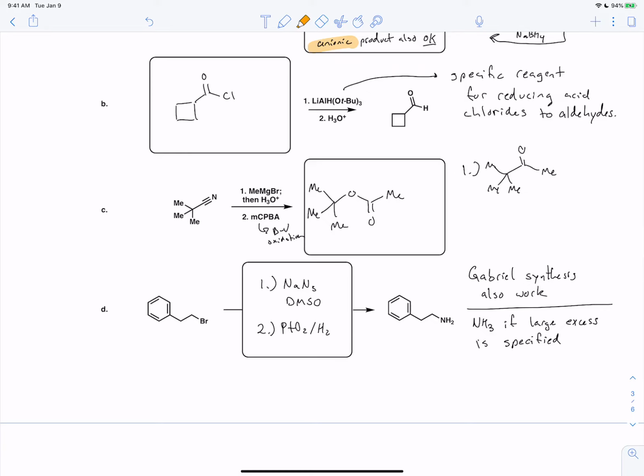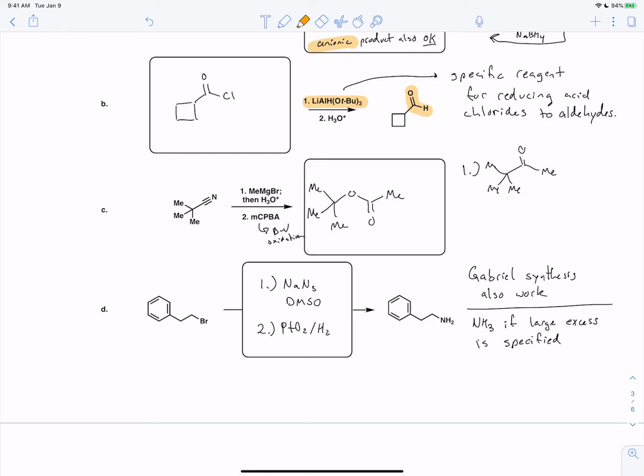To figure out this problem, there's two things we notice. One, the product is an aldehyde. The other is that we have this very special reagent, lithium tri-tert-butoxyaluminum hydride. This does only one thing. It reduces acid chlorides to aldehydes. So what we need to write as the starting material is an acid chloride.